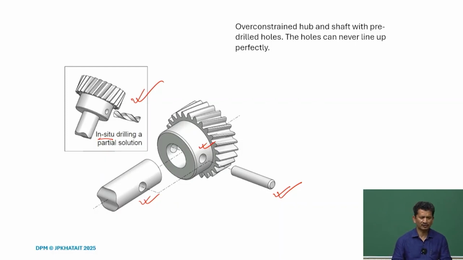But again, that is not a complete solution, it is only a partial solution, because what happens for maintenance, for serviceability, if you have to remove the parts and put them back? It is again going to give a lot of problems. So, an over constrained hub and shaft with pre-drilled holes is very difficult. Even in situ drilling is not going to help. So, what are the other approaches?